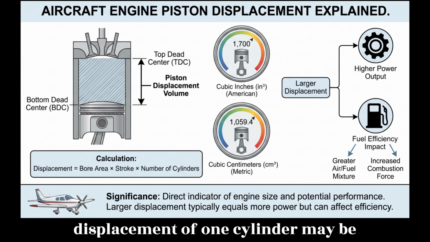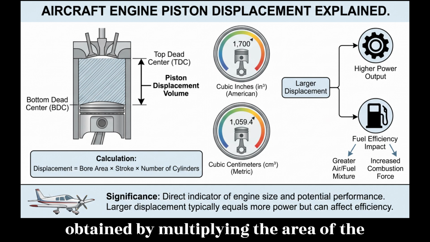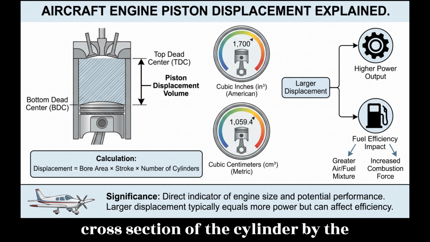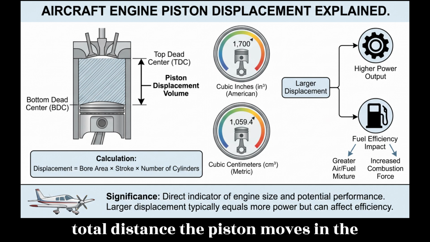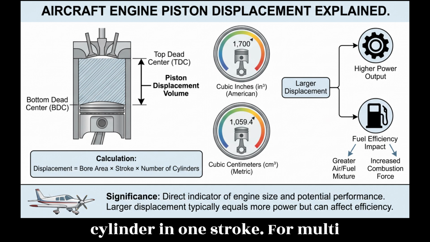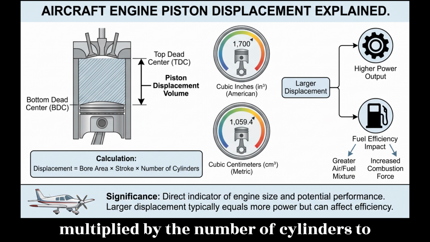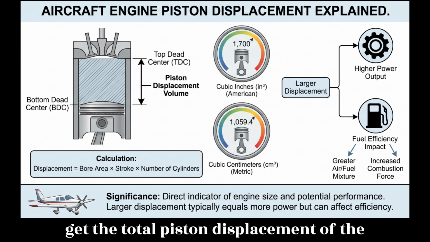The piston displacement of one cylinder may be obtained by multiplying the area of the cross-section of the cylinder by the total distance the piston moves in the cylinder in one stroke. For multi-cylinder engines, this product is multiplied by the number of cylinders to get the total piston displacement of the engine.